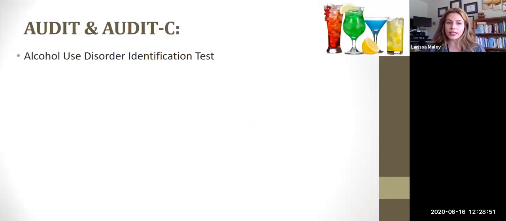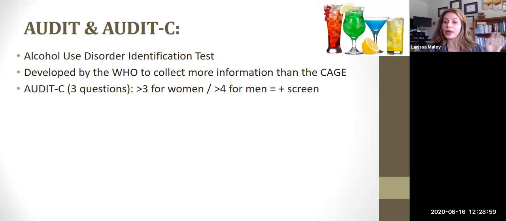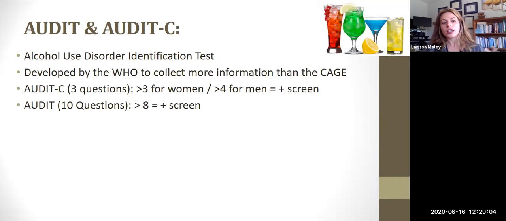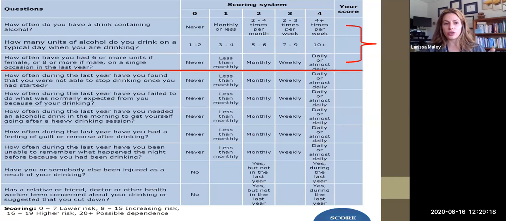That's different from the AUDIT, which is the Alcohol Use Disorders Identification Test, which is the one we typically see used more often than the CAGE. It was developed by the WHO based on the CAGE, but it has a little more sophistication in that it gives us a Likert scale instead of just that yes, no. Now, the only difference between the AUDIT and the AUDIT-C is the AUDIT-C is the first 3 questions, and the AUDIT is the whole thing.